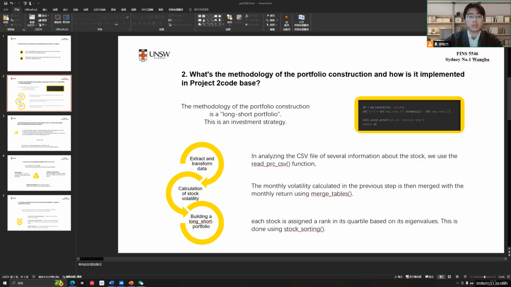The process of calculating the return is done by the PF code function, which calculates the monthly return of the long-short portfolio. So let's move on to the third part.